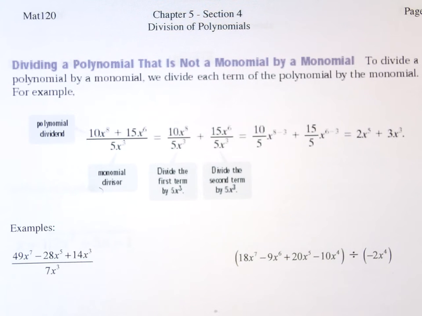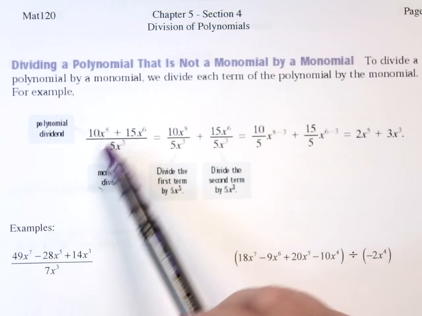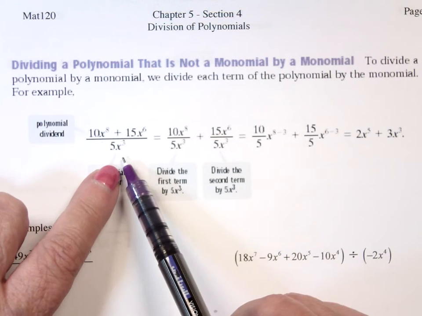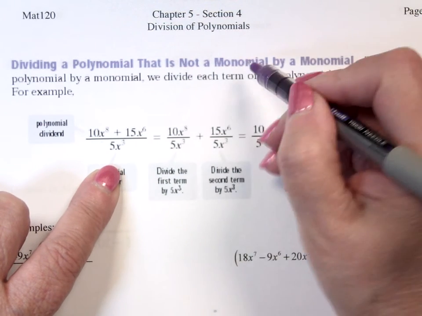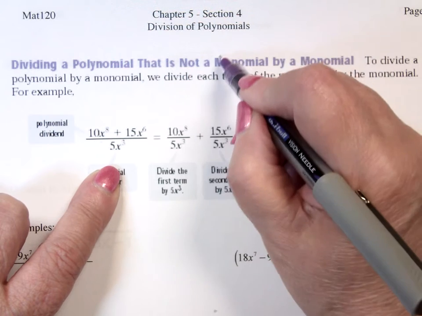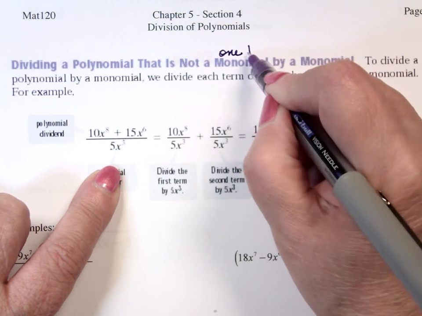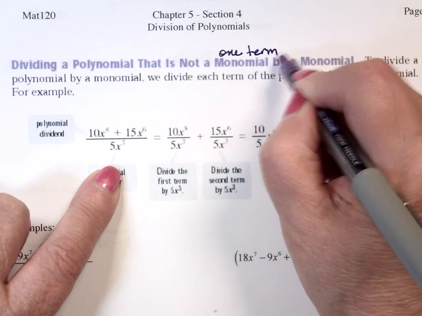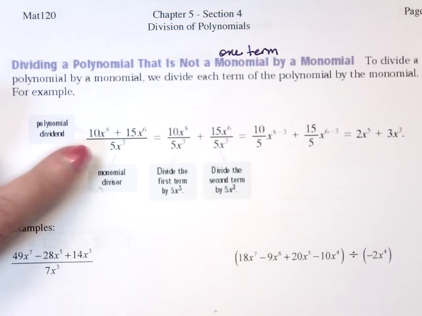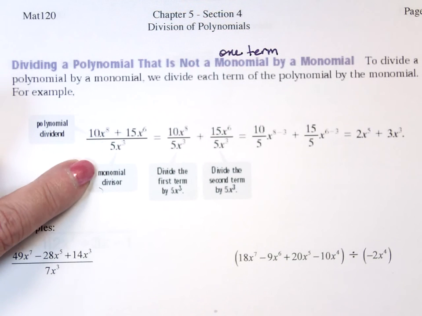Okay, here we go. Division of polynomials. The first thing we're going to be looking at is a polynomial divided by a monomial. Monomial means one term. So the numerator can have more than one term, and the denominator will have only one term.